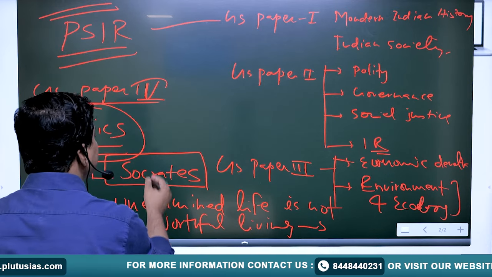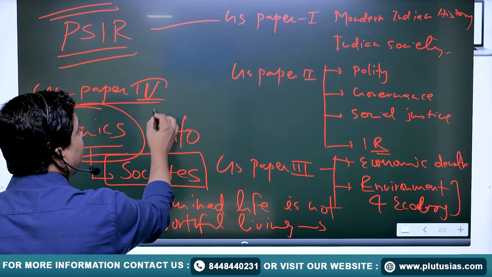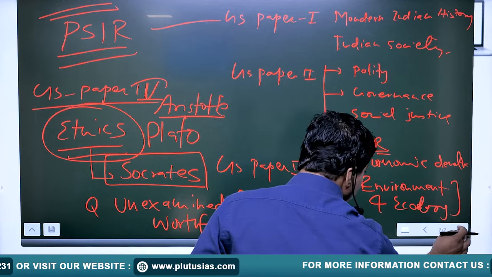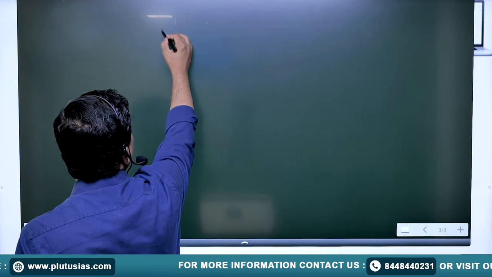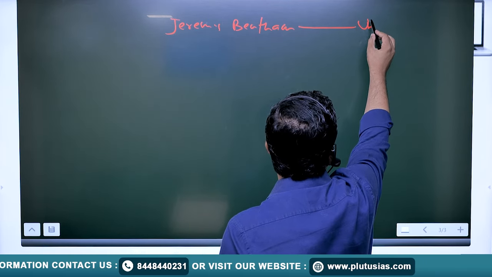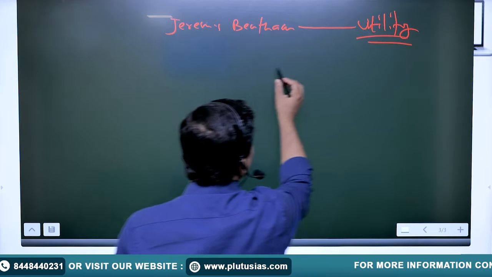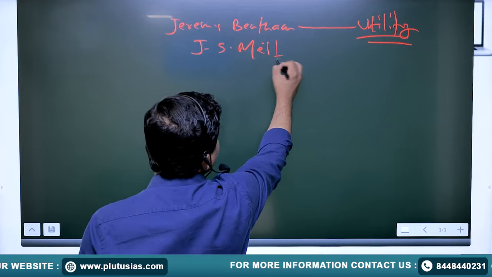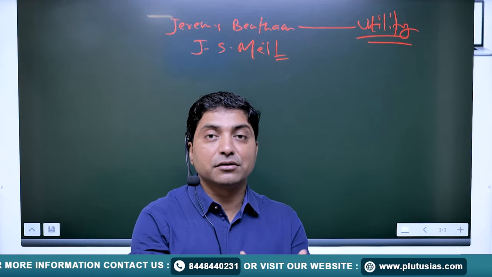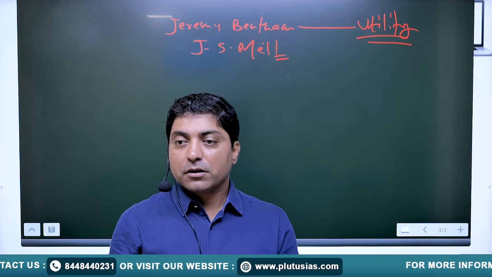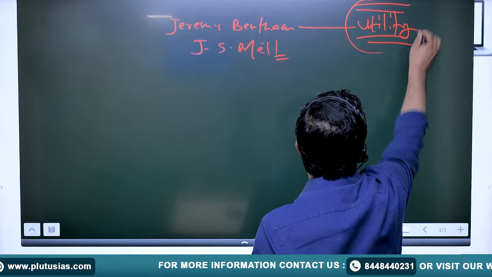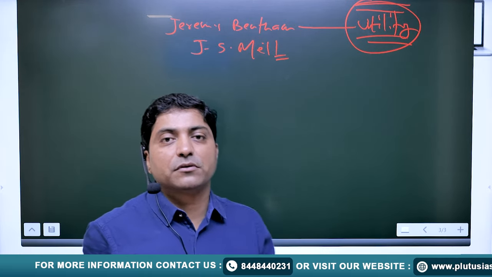So here we do Socrates, here we do Plato, here we do Aristotle, right? Then here we do utilitarian philosophers, like Jeremy Bentham, who had given the principle of utility, and J.S. Mill followed him and revised his idea of utilitarianism, right? Why should we give importance to anything, for example, law, or how should we give preferences? The answer is utility. If things are good for the larger society, we should opt for that, right?